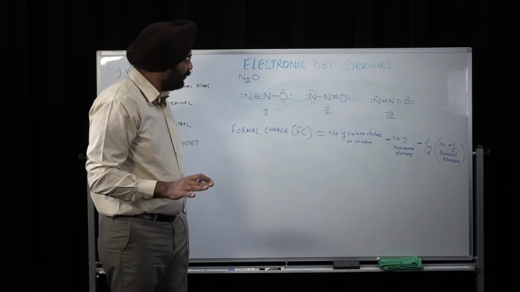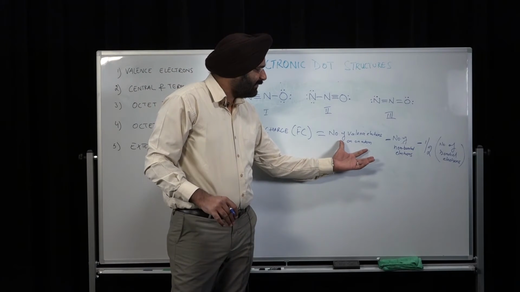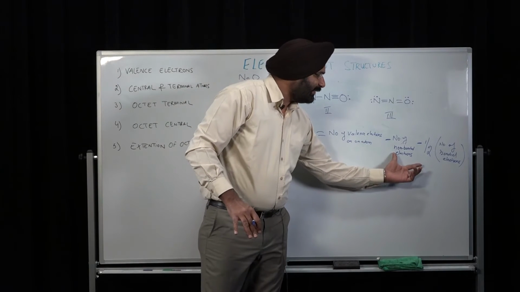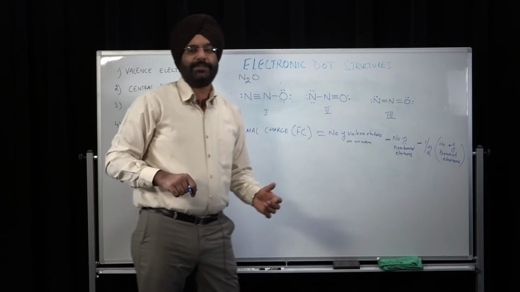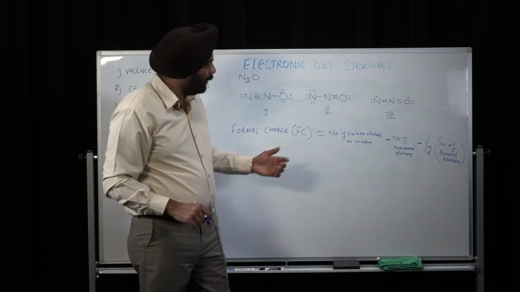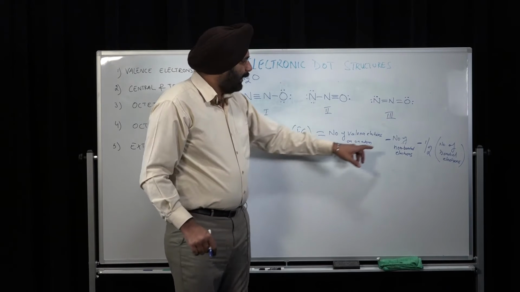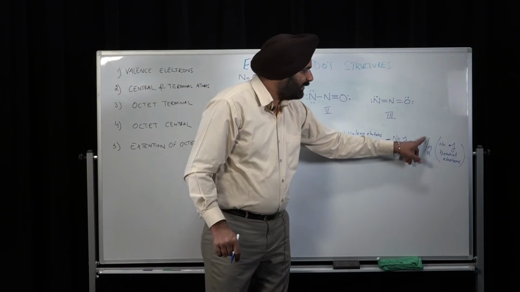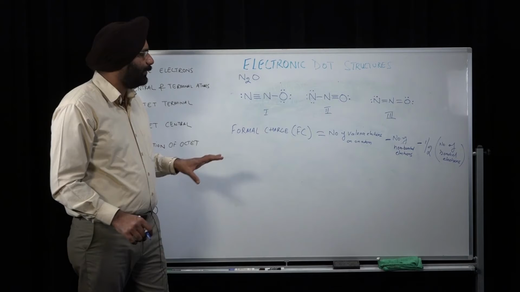So if you just look at this whole formula here, it is basically the number of valence electrons before the formation of a bond minus the number of valence electrons on an atom after it has formed the bond with the other atom to form the molecule, before and after, right? Now, minus the number of non-bonded electrons and minus half the number of bonded electrons. Why is there half here?